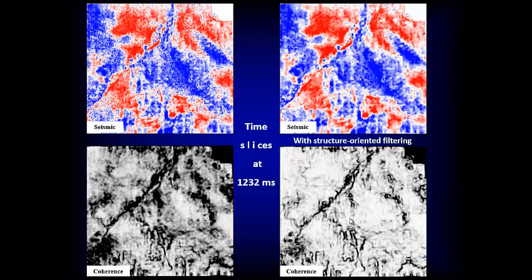But these days, the structure-oriented filtering process is available in most workstations, or shall I say the software is available on the interactive interpretation workstations, and so it can be utilized for cleaning up the data. On the top left is the seismic time slice, and to the right is the same time slice after structure-oriented filtering. Similarly, the coherence on the same data is shown below, and after filtering is shown to the right. Notice the clean looking version that you see there.